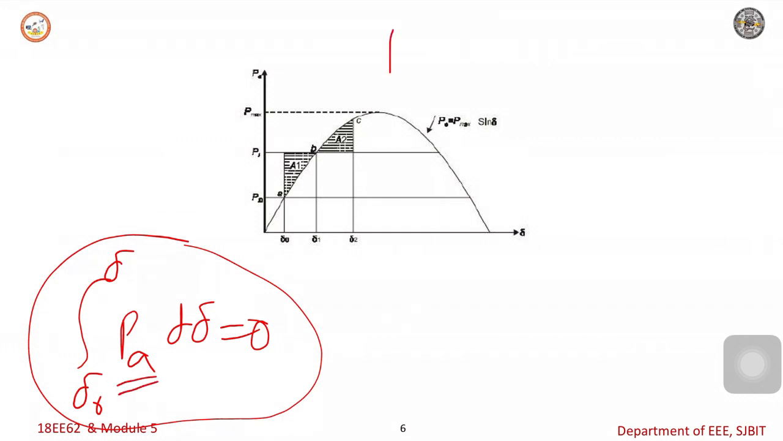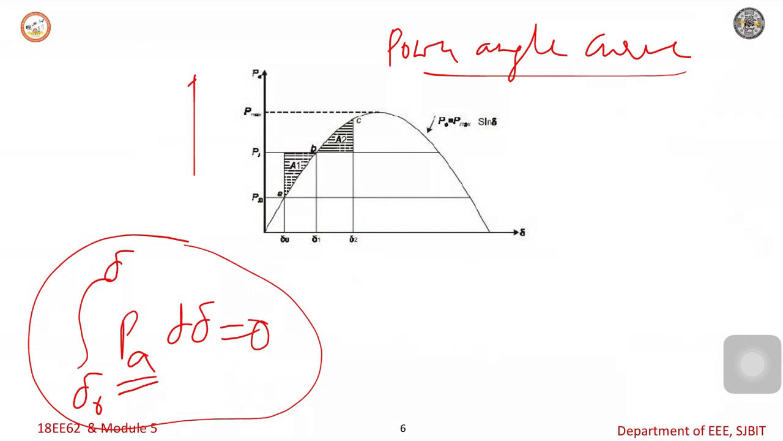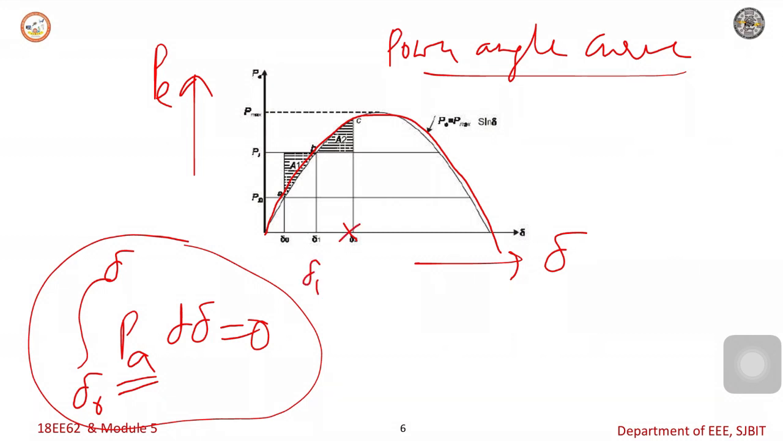Here we have considered the power angle curve. It is the plot of the electrical power output with respect to delta. As we know, for a non-salient pole machine, it is like this. This is delta 1, delta 2, and this is delta naught. Delta naught is the initial torque angle. Taking delta 1, we have points A, B, C. Here we have area 1 and area 2.